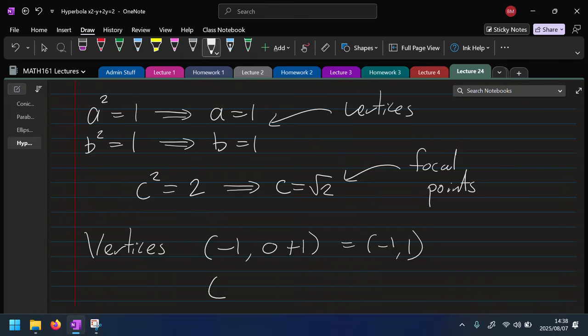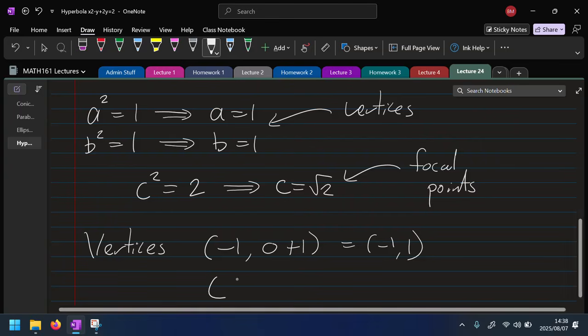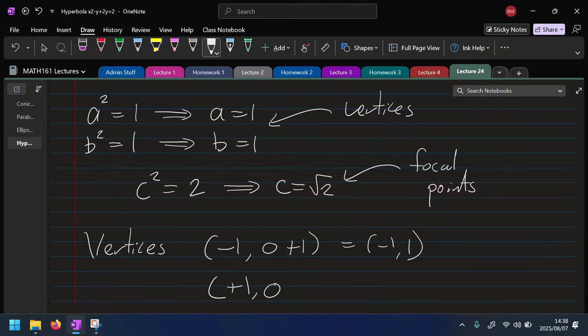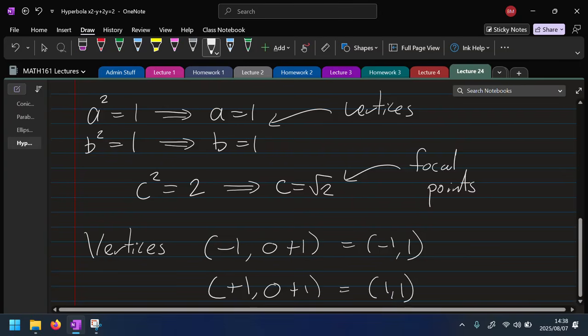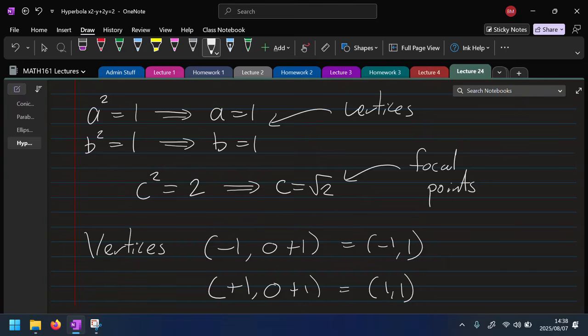Okay, what about the other vertex? X will then be +a, so it will be +1. Y will be 0, because it's along the x-axis, but it shifted up, so +1. Okay. So again, if you ignore the +1s there, -1, 0, that is if it was on the x-axis, but it shifted up, so we have to add 1.